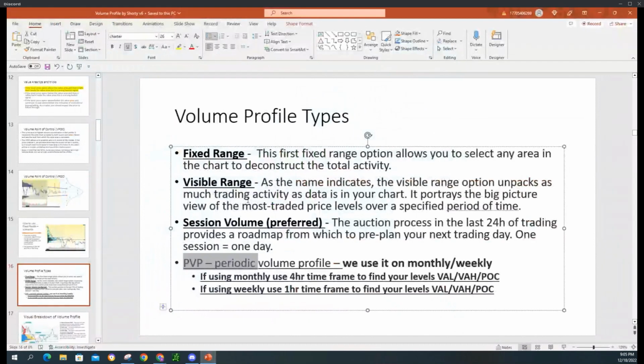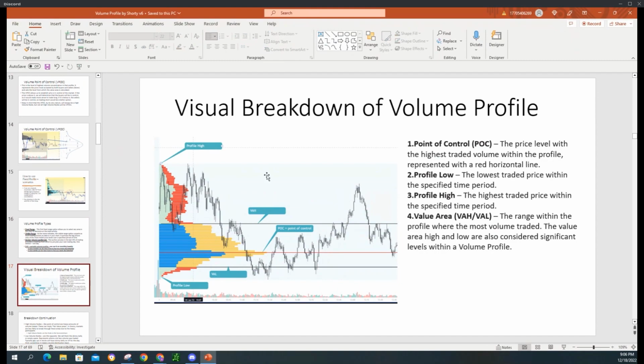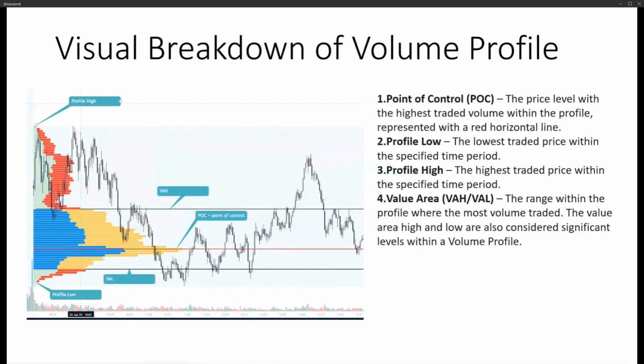Let me go back. So we covered all of these, and then I gave you the guidelines: if you're using monthly VPOC, use the 4-hour time frame, and for weekly, use 1 hour. So hopefully that can help you. Let me go back in presentation mode. So if you think about the visual breakdown of the volume profile, we touched on all of these: point of control, the highest volume traded; profile low, that's just your low of the day; profile high, the high of the day; and then the value area high, which is the value extreme of the value area, and the value area low.